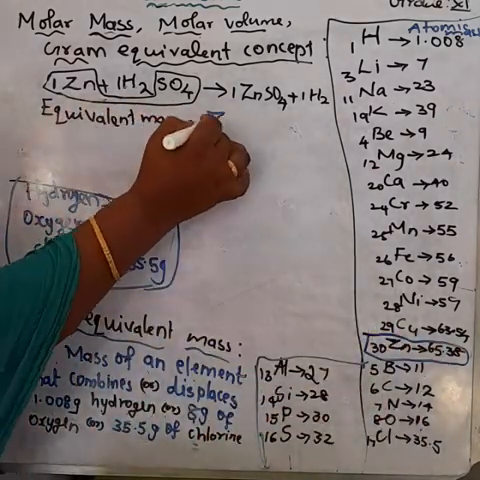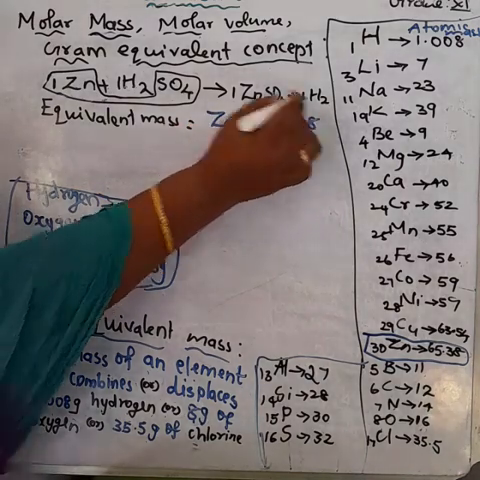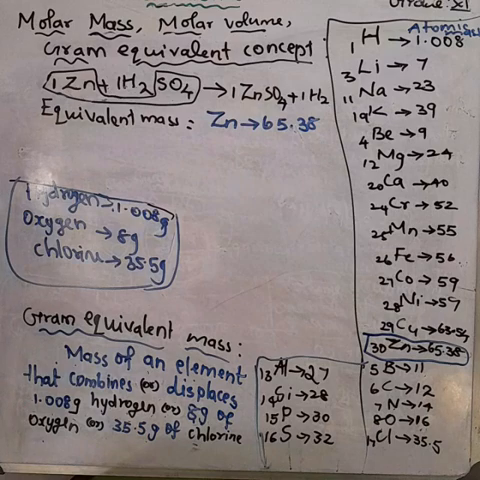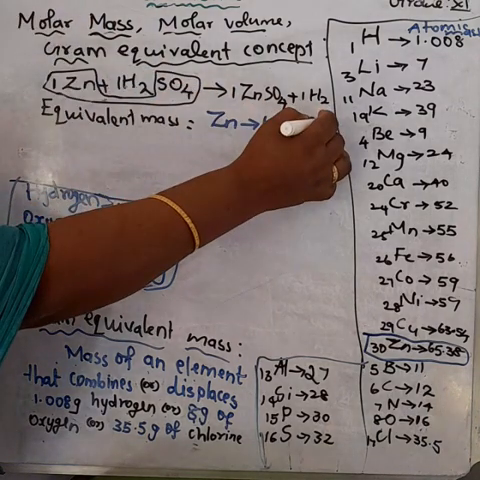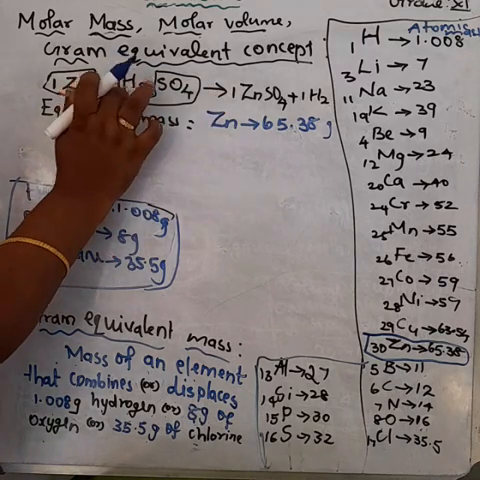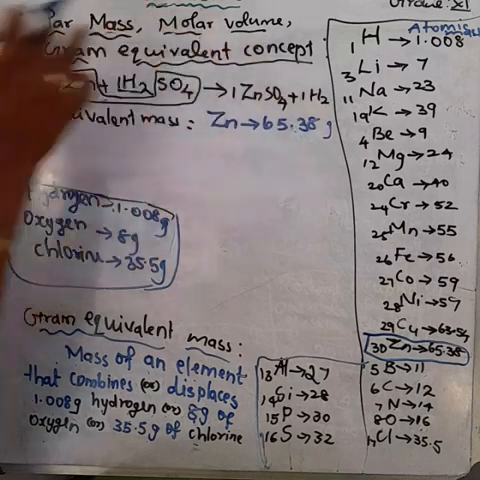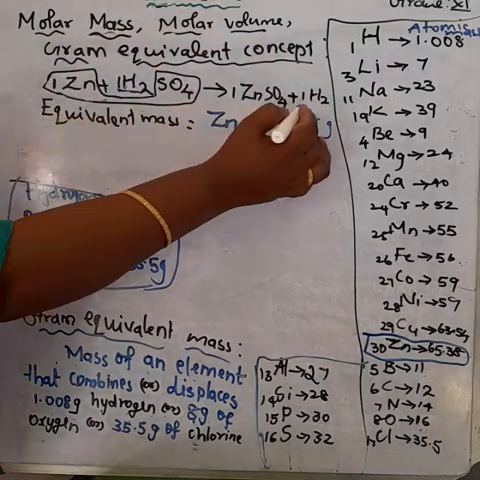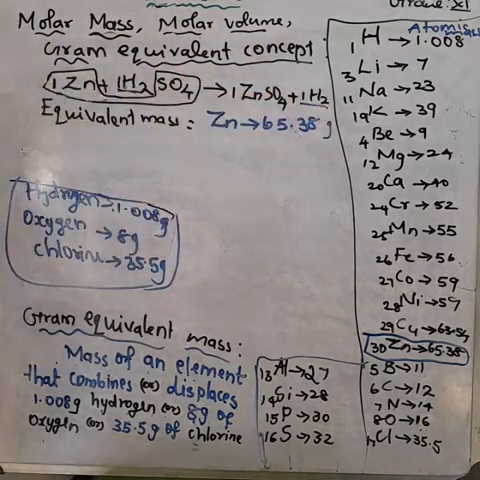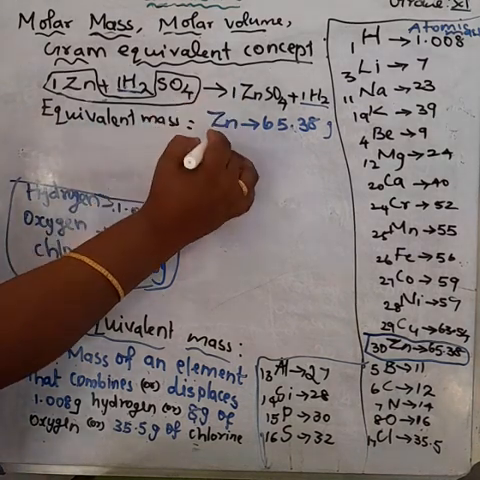65.38. Okay, so 1 mole of zinc, that is 65.38 gram of zinc. It displaces 1 mole of hydrogen. How many moles do we have here? 1 mole of hydrogen molecule. So 1 mole of zinc displaces 1 mole of hydrogen molecule.